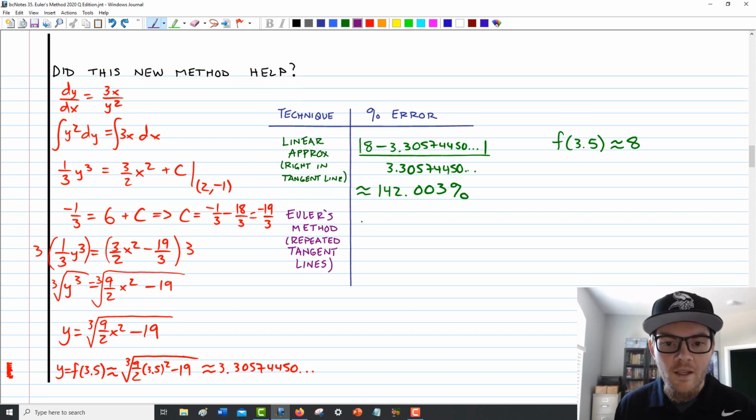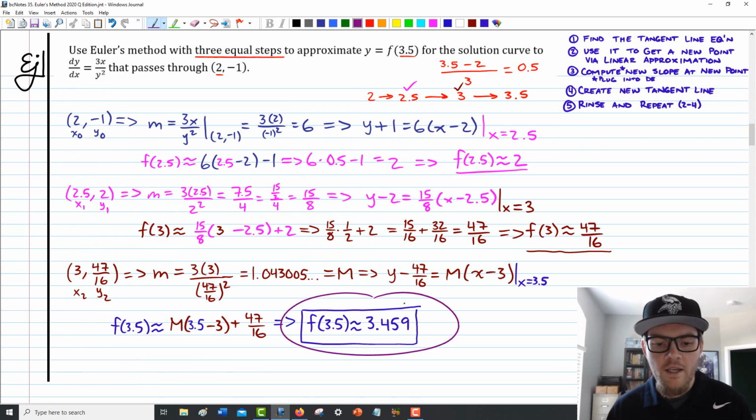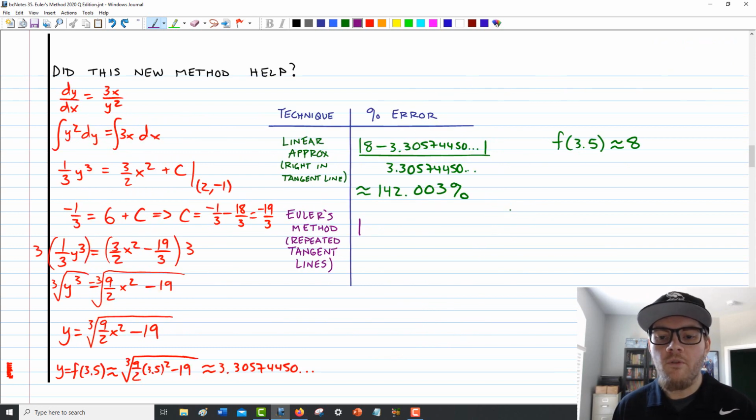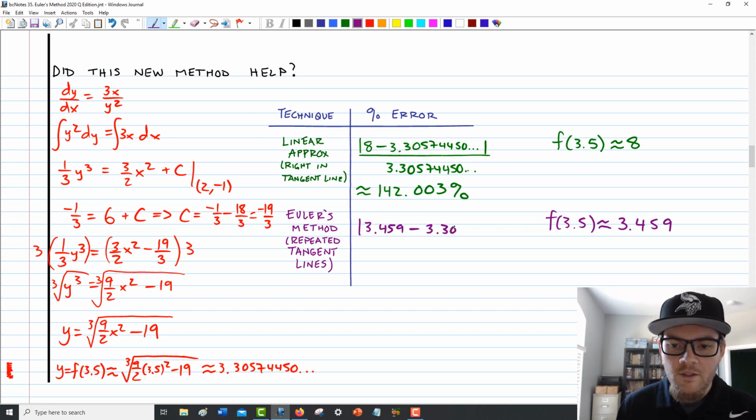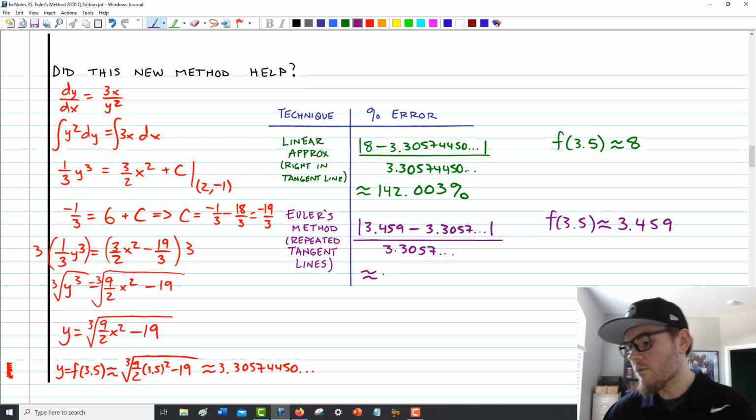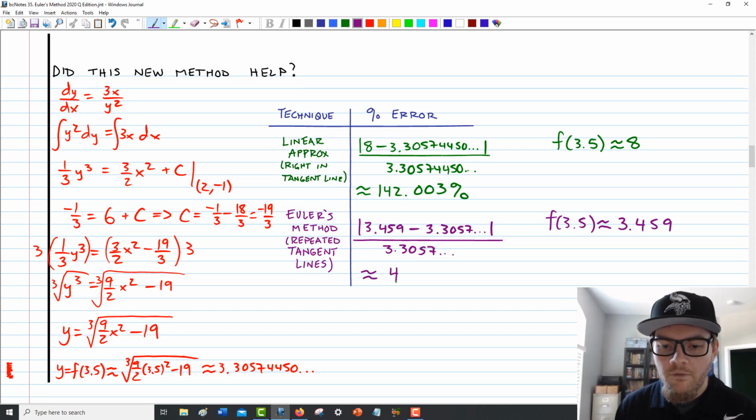Let's take a look at Euler's method. Euler's method is going to use a lot of the same ingredients. The only difference is our approximation was right here. f of 3.5 is about 3.459. So when we set this one up, 3.459 minus that value, and here I'm going to do what I should have done before. Since I already did the calculations, I can do that. Boom. In our denominator, we'll have that same value, 3.3057. When we calculate the percent error on this one, that gives us a percent error of 4.636%.